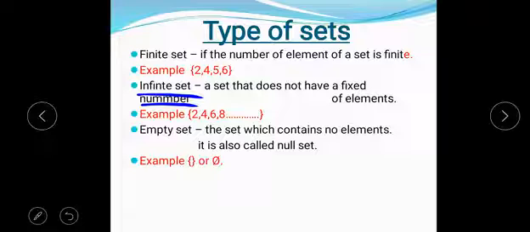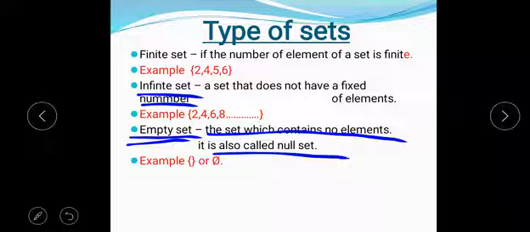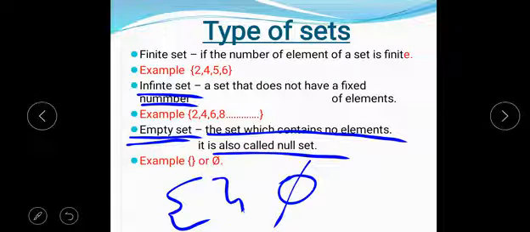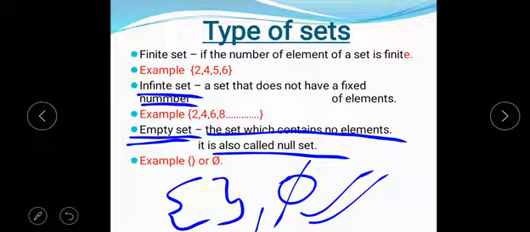Suppose I tell you the first five integer numbers. Here you can count the elements, so this one is a finite set. And if I say all the integer numbers, then it is an infinite set. What is an empty set? The set which contains no element is called an empty set or a null set. We can represent the empty set like this, or this. The second name of the empty set is the null set.